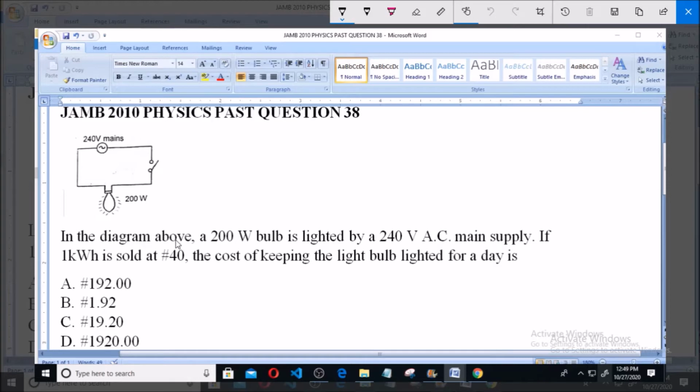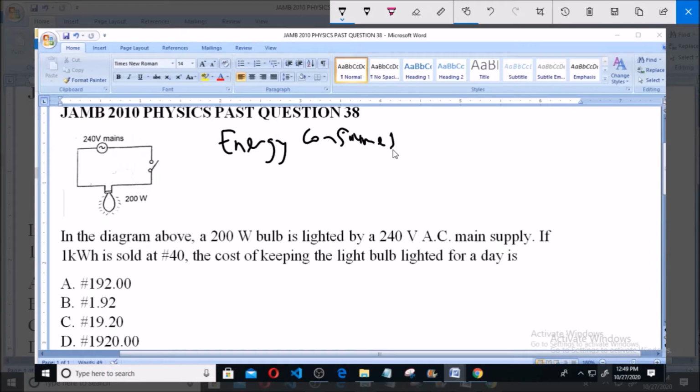Now in the diagram above, a 200 watts bulb is lighted by a 240 volt AC main supply. If 1 kilowatt per hour is sold at 14 naira, the cost of keeping the light bulb lighted for a day is A. 192 naira, B. 1 naira 92 kobo, C. 19 naira 20 kobo, D. 1920 naira.